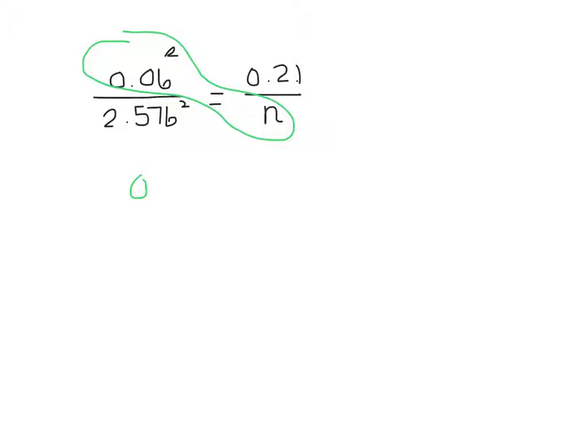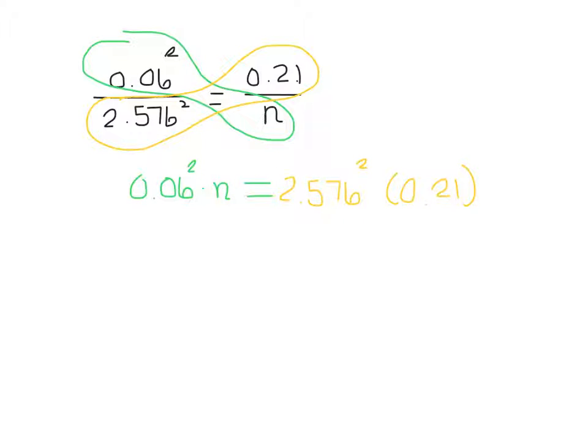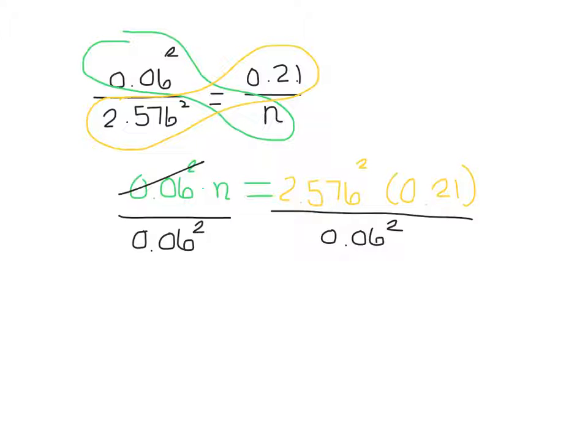That would give us 0.06 squared times n. And we set it equal to the other cross product. What's on bottom of the first fraction, 2.576 squared, gets multiplied by what's on top of the second fraction, 0.21. Again, I'm avoiding rounding until I get a final answer. So n is being multiplied by 0.06 squared, so we undo multiplication by dividing by that number. And now we have n alone.